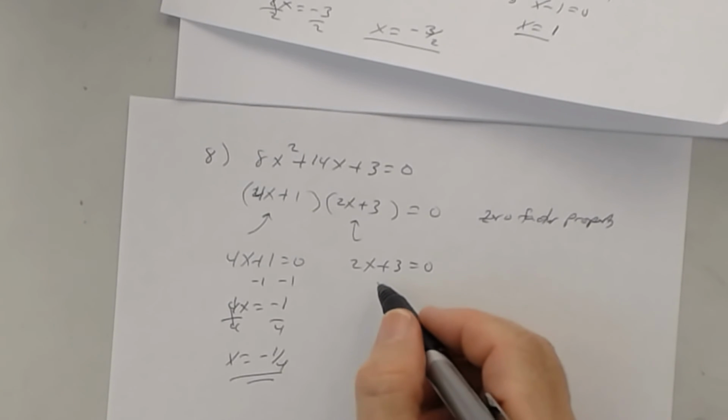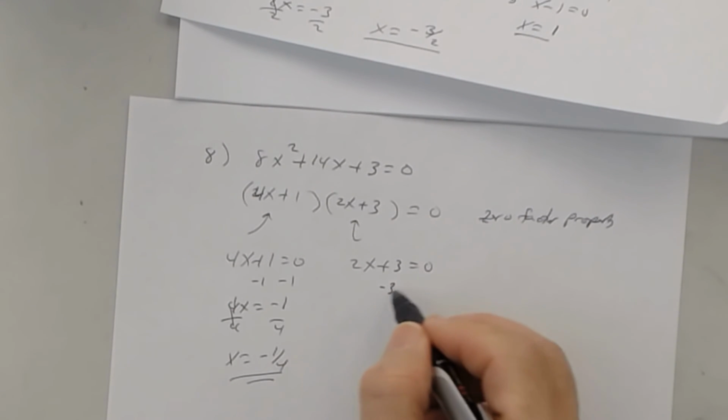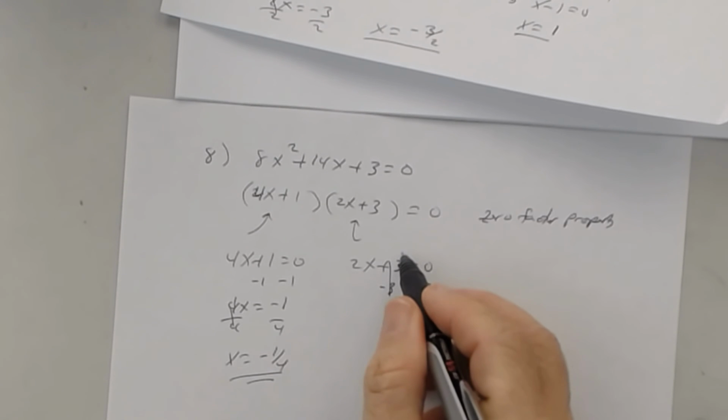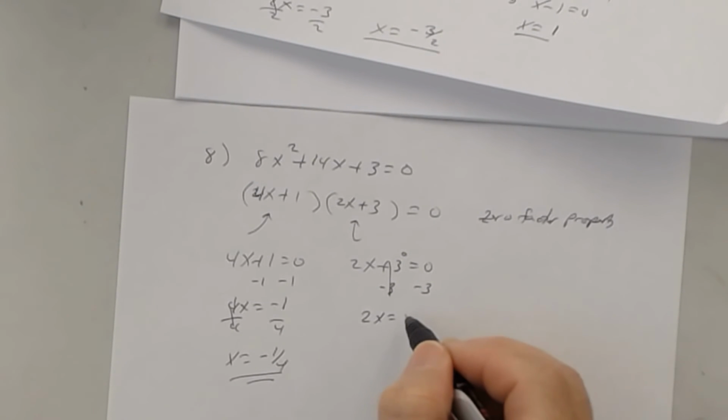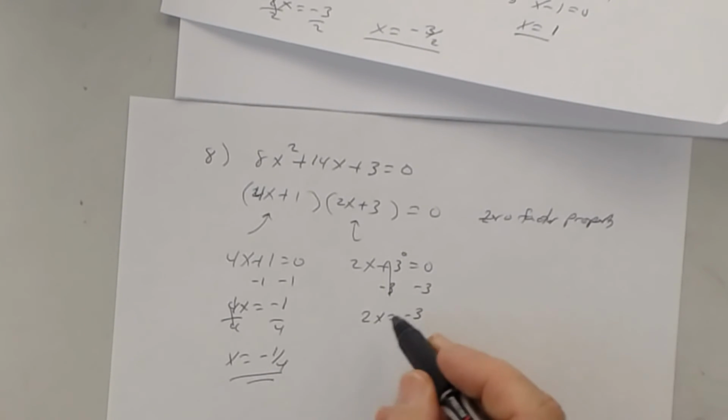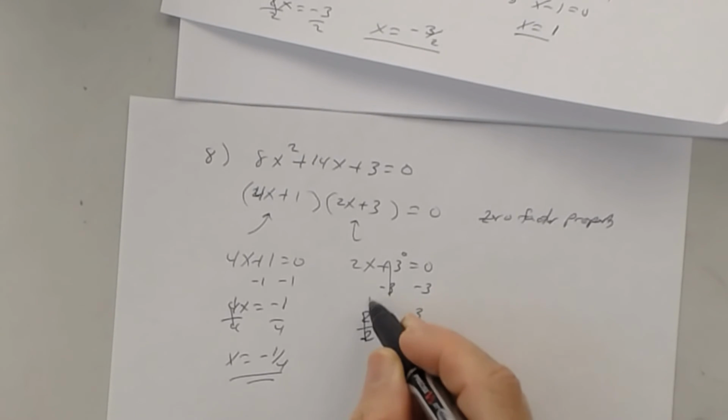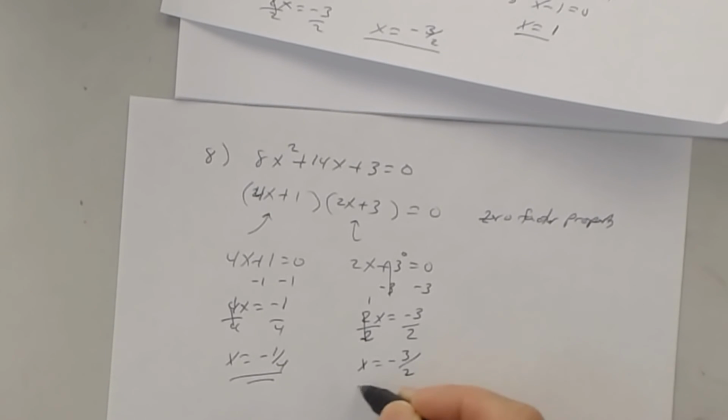Over here, to get the variable by itself, I'm going to have to subtract 3 from both sides. Combine like terms, I get 2x equals negative 3. And then finally, I have to divide by 2. And so my other solution is negative 3 halves.